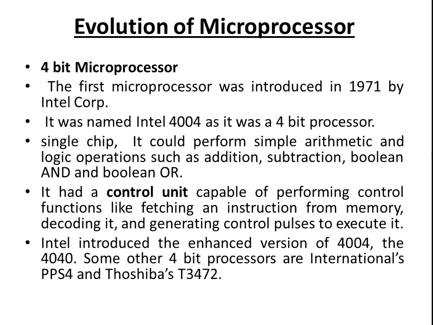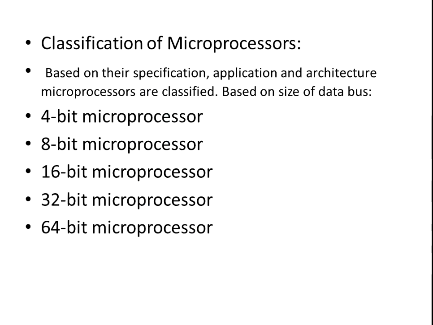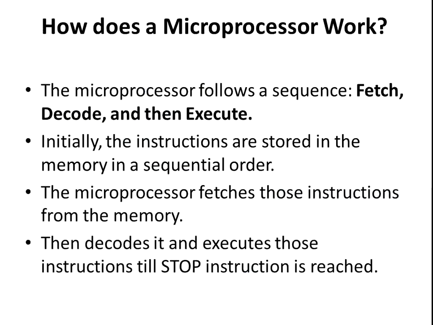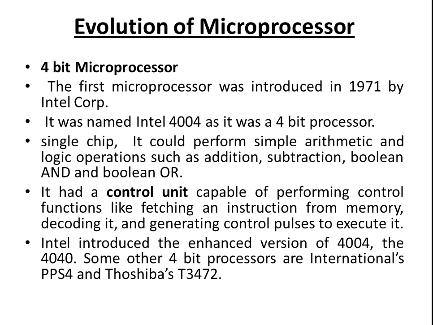Then coming to the evolution of the microprocessor. Microprocessors are classified according to their specification, application, and architecture. Here we are discussing the evolution of microprocessors based on the generation or size of the microprocessor. These are 4-bit microprocessors, 8-bit microprocessors, 16-bit microprocessors, 32-bit microprocessors and 64-bit microprocessors. First, we can discuss the 4-bit microprocessor. The 4-bit microprocessor is considered the first generation.